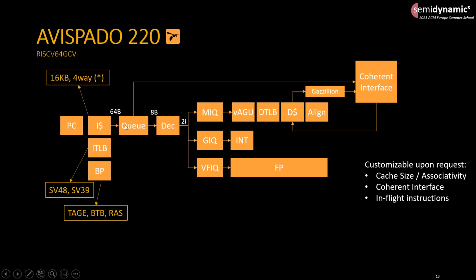If there's an iCache miss, this queue is responsible, it's not really a queue, it's responsible for making a request to the outside world, getting the data back, putting it in the iCache, and resuming fetching, right? The queue will deliver 8 bytes to the decoder, and the decoder will look at the 8 bytes in RISC-V. As you know, oops, that arrow is wrong. That arrow should go to the decoder, apologies.